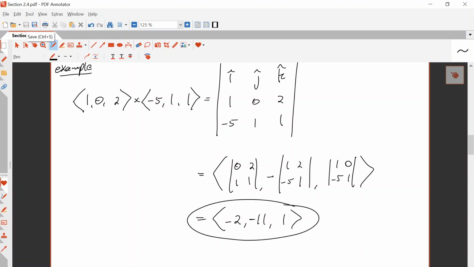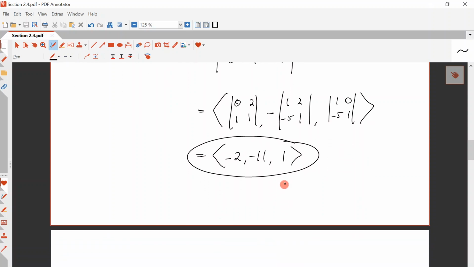Some algebraic properties of the cross product are as follows.